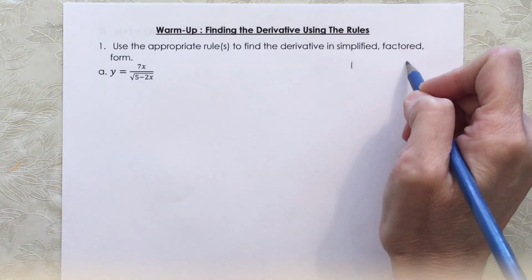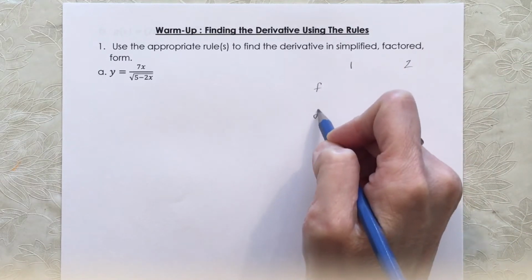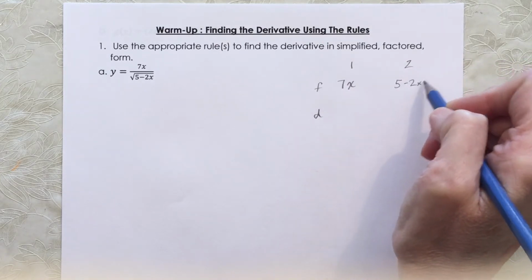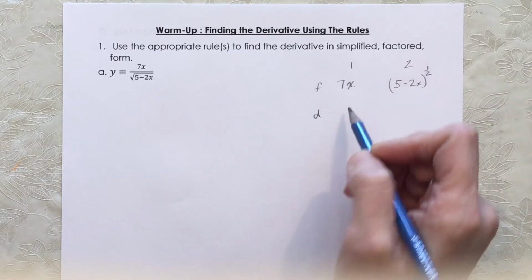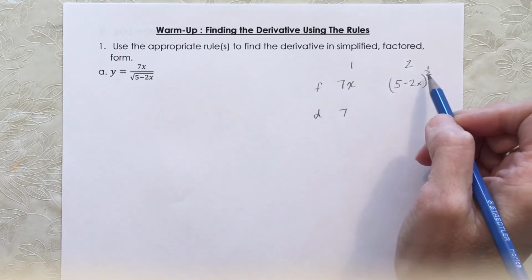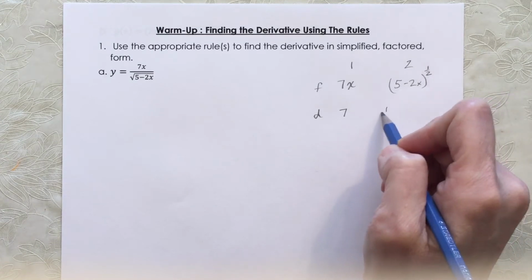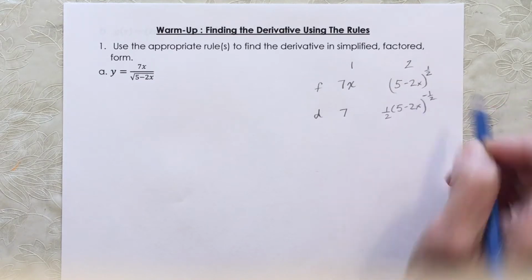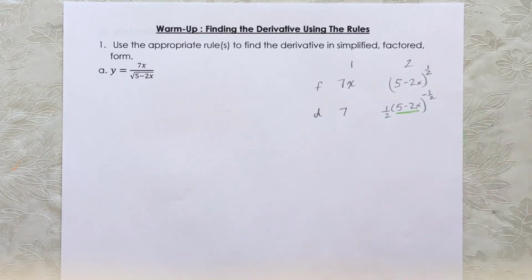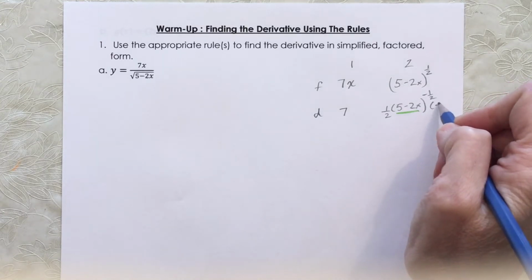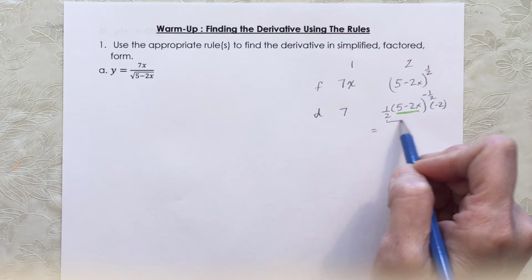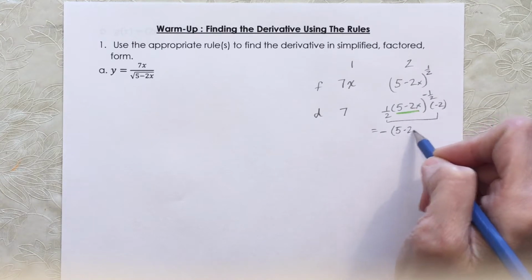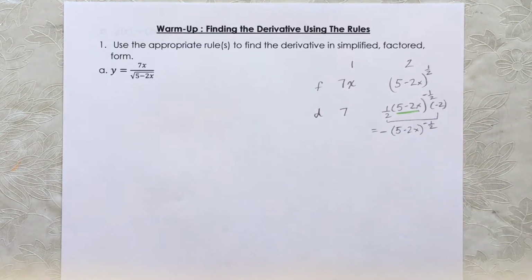So we're going to do our first, second function, derivative. So our first function is 7x, and our second one we're going to write as (5 minus 2x) to the 1/2. Derivative of 7x is 7. Derivative of (5 minus 2x) to the 1/2 is a half times (5 minus 2x) to the negative 1/2. And then don't forget there's a chain rule here, so times the inner derivative, which is -2. And then simplify, so that's going to be -1, but you can just write -(5 minus 2x) to the -1/2.